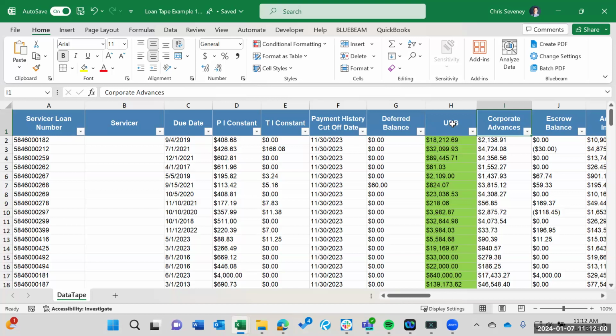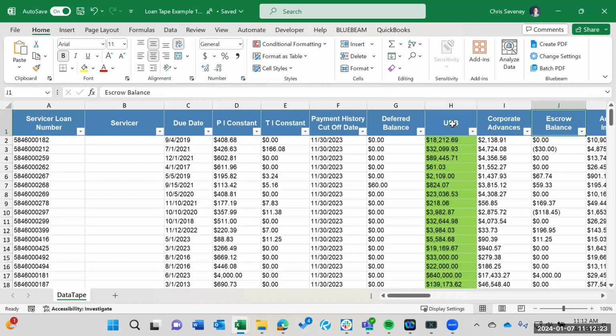Corporate advances. Corporate advances are payments made by the lender, potentially for things like legal, taxes, insurance, might be considered corporate advances. It's the amount that has been advanced on behalf of the lender.